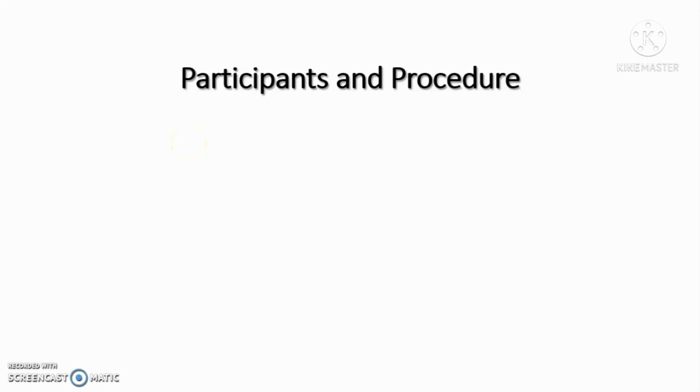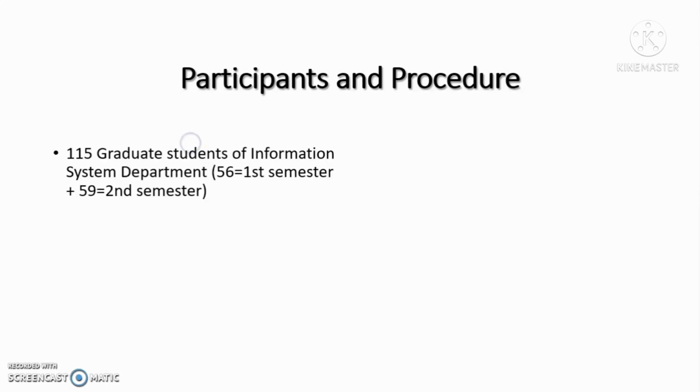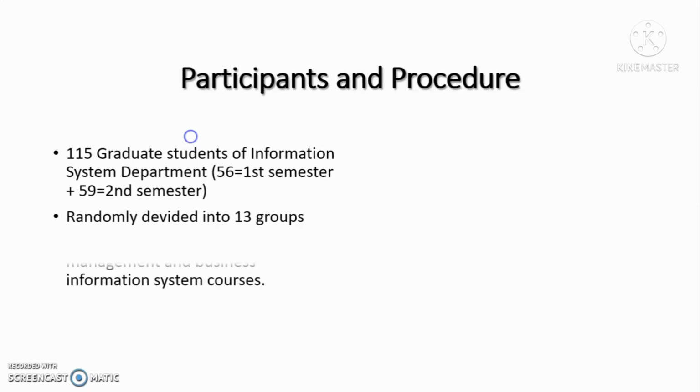Participants and procedure. There are 115 graduate students from Department of Information System involved in this research. 56 of them are first semester and 59 are second semester. They were randomly divided into 13 groups.